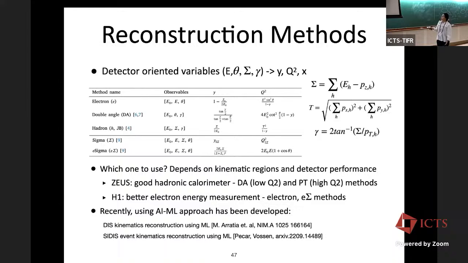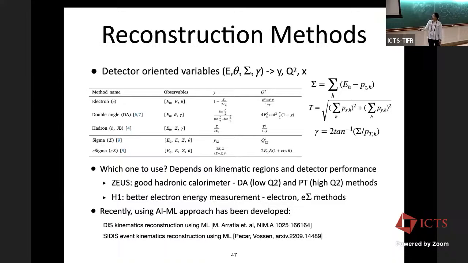Different methods use only two of these variables, or three, and then the electron energy, the incident energy, and then you construct y and Q squared differently, and then x can be reconstructed from those two, right? There are advantages and disadvantages between the different methods, and that also depends on the kinematic regions and detector performance. If you have a really good electron energy measurement, then the electron method will perform really well, which is most of the case for DIS type experiments. For example, ZEUS had a really good hadron calorimeter, so for kinematic reconstruction ZEUS used the hadronic method here.